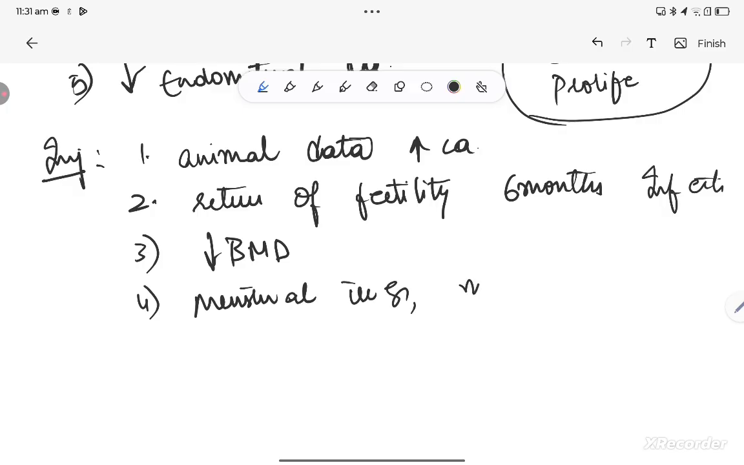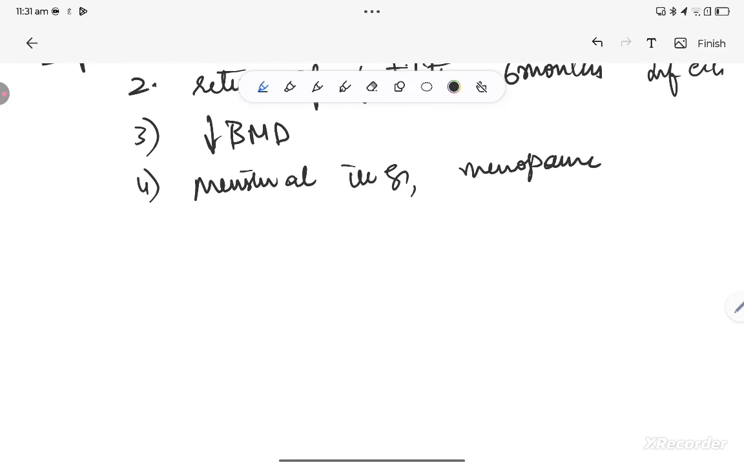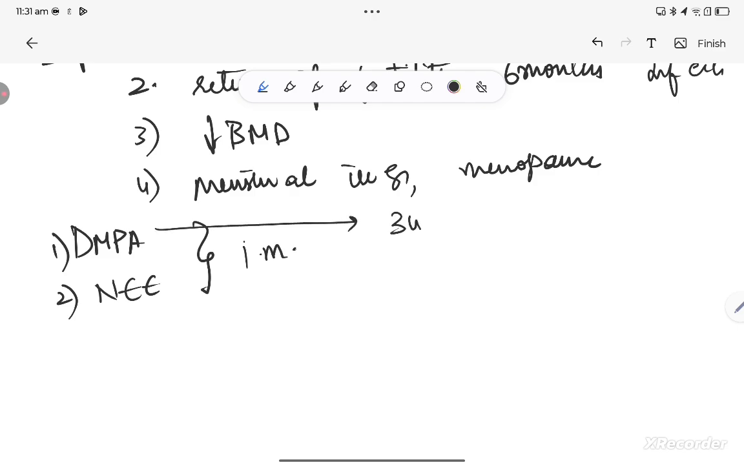So what are all the injectables we know? There are only two injections. One is depot medroxyprogesterone acetate. The other one is norethindrone enanthate. DMPA and NEE. Both have very long half-lives. Both are given intramuscularly. DMPA has a half-life of 3 weeks. NEE has a half-life of 2 months. And both are not used very often these days. With this, we have finished the injectable contraceptives also.